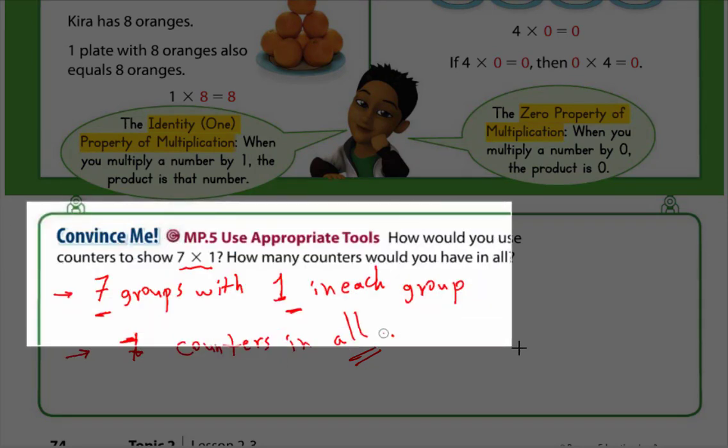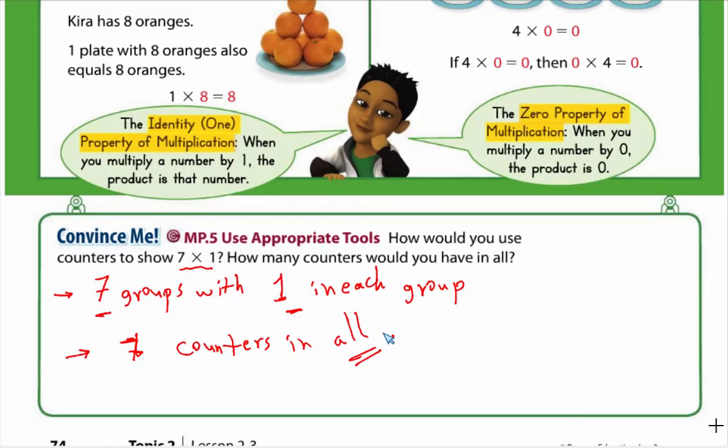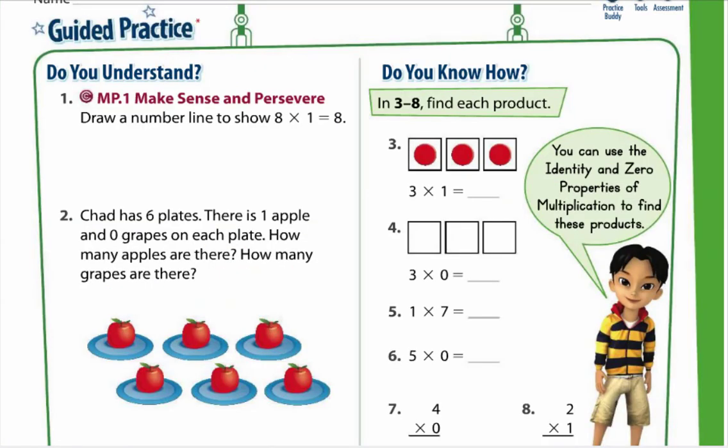Okay, finish quickly. Mister, I finished. Okay. Page 75. The first one here. Draw a number line to show 8 times 1 equals 8. In this case, we will draw a number line, and we will use your ruler to do this. And you remember that we used the number line in skip counting ones, and we will skip count 8 times. So I will not solve this. It will take a long time for you to draw. So I will solve the next question.